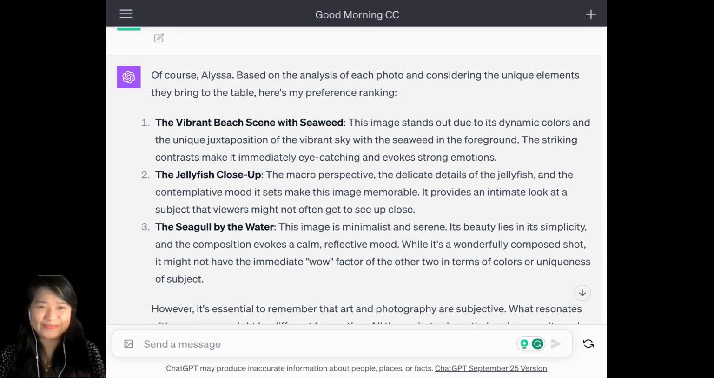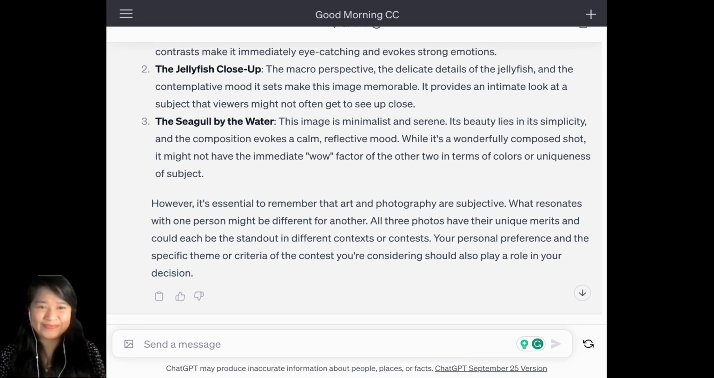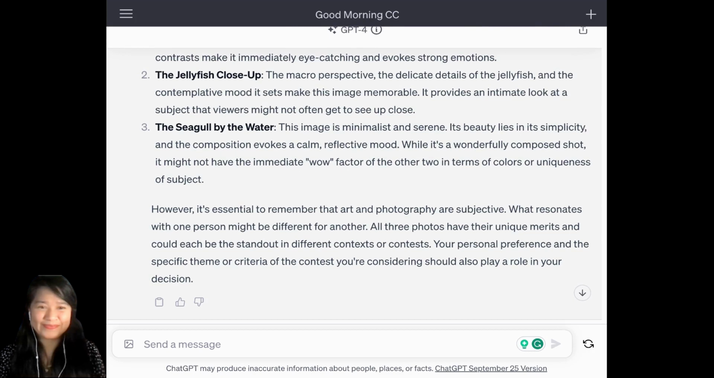It's 100%. And then, of course, it always gives me this reminder: however, it's essential to remember that art and photography are very subjective, which is very true. What resonates with one person might be different for another. So, which of these photos might resonate with you? Share with me in the comments.